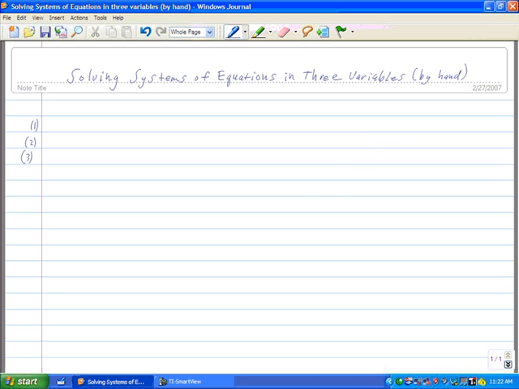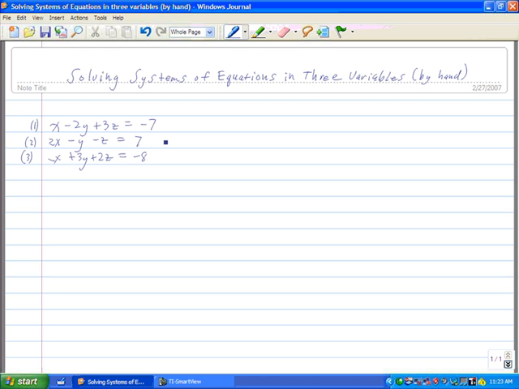Alright, now for the next system, we're going to work with x minus 2y plus 3z equaling negative 7, and 2x minus y minus z equaling positive 7, and negative x plus 3y plus 2z equaling negative 8.